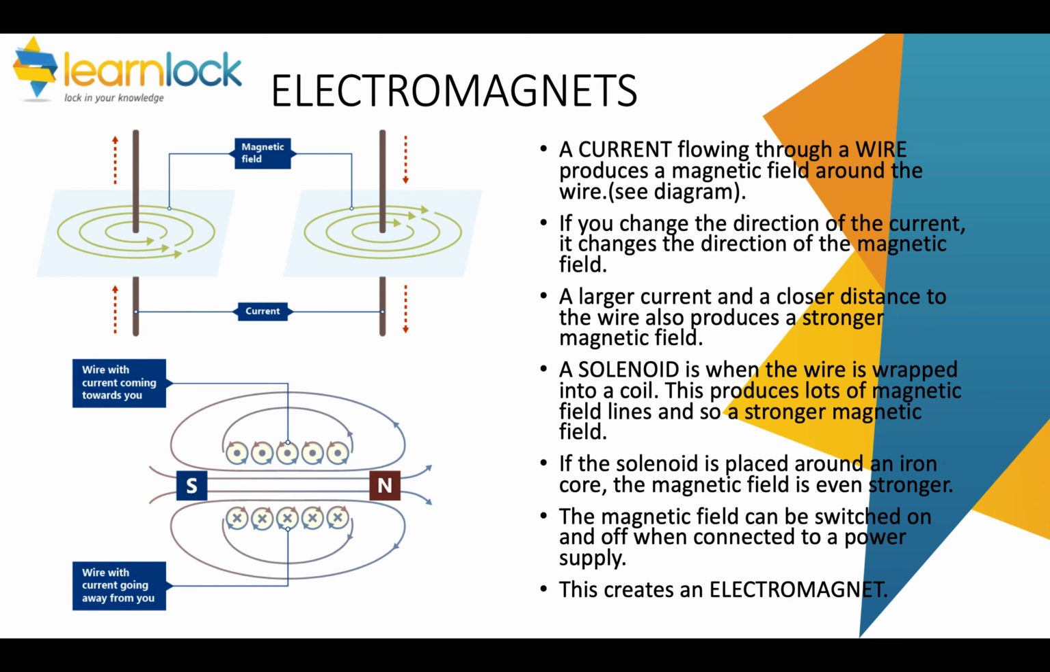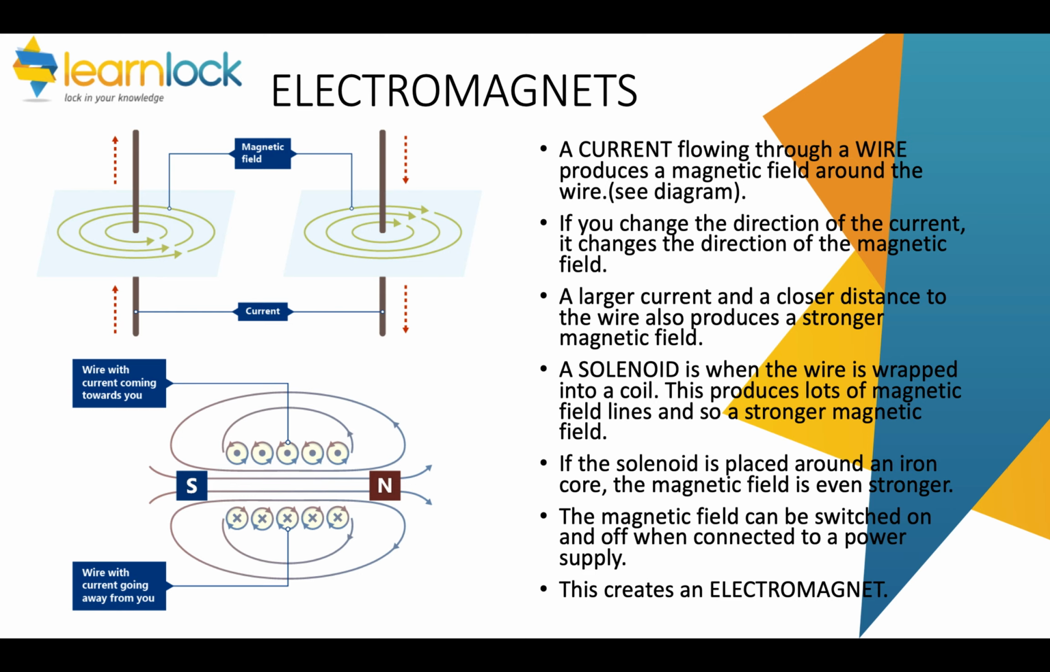A current flowing through a wire produces a magnetic field around the wire, as shown in the diagram. If you change the direction of the current, you will change the direction of the magnetic field. Also, if you have a larger current or a closer distance to the wire, that also produces a stronger magnetic field.